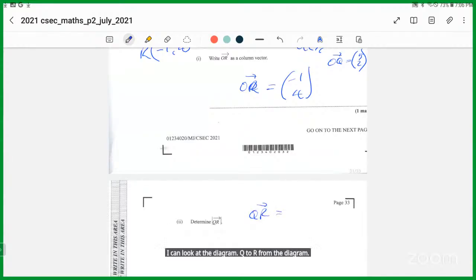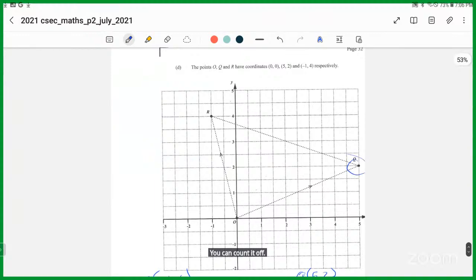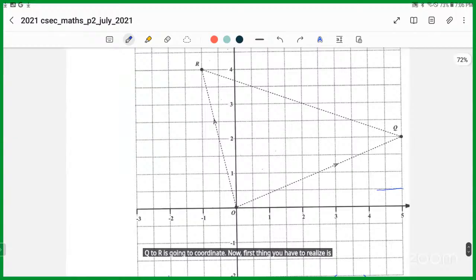You can count it off, Q to R, using the coordinates. First thing you have to realize is that every 2 grids is 1 unit. See that? That's 1 unit between 4 and 5, horizontally. The same thing vertically. Between 2 and 3 is 2 grids. So 2 grids is 1 unit, right?